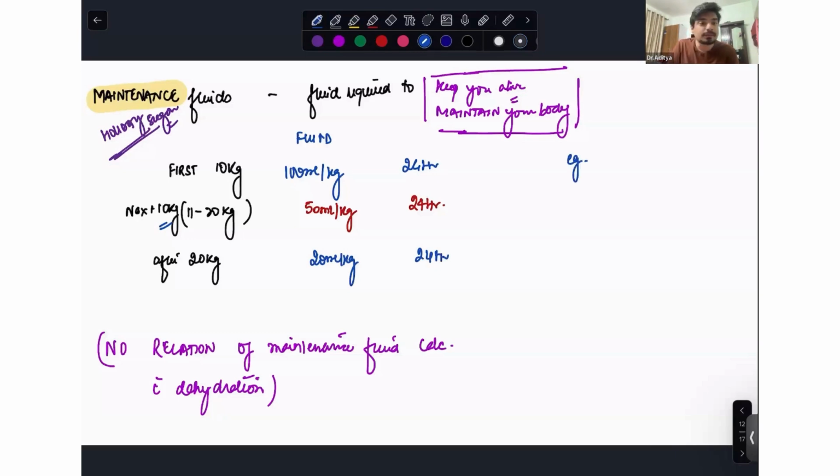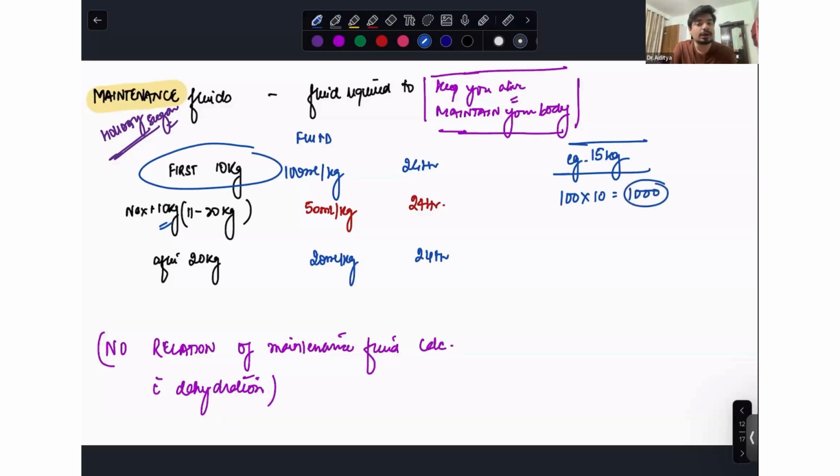I'll give an example. Let's take an example. A child is 15 kg. So for the first 10 kg, we have to calculate as 100 ml per kg. So 100 into 10 is equal to 1000.